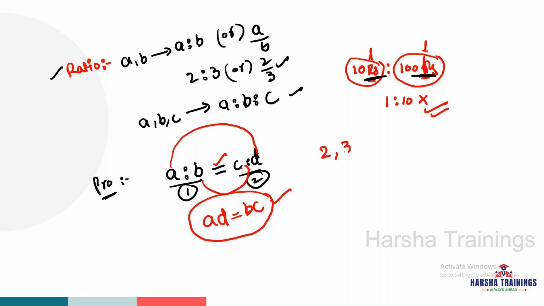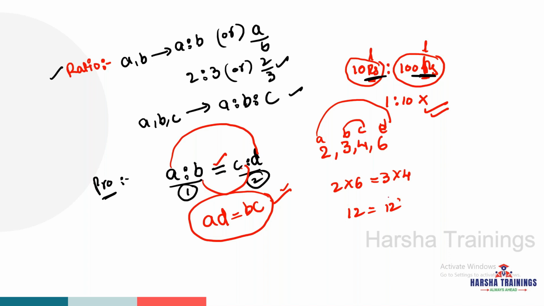For example, 2 comma 3 comma 4 comma 6. Find out if it is a proportion. Let us assume A, B, C and D. The proportion formula is AD is equal to BC. Then 2 into 6 is equal to 3 into 4. 2 sixes are 12 and 3 fours are 12. 12 is equal to 12. Is it a proportion or not? Yes, it is a proportion because 12 is equal to 12. For example, if 12 is not equal to 10, it is not a proportion.